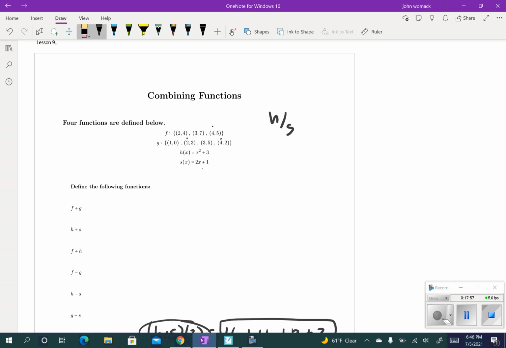Okay, so h divided by s of x. Again, it literally means take h of x over s of x. That's it. So we can do that. H of x is x squared plus 3. S of x is 2x plus 1. If you could simplify it, you would, but there's nothing really we can do to simplify that. That's my answer then. That is h divided by s of x.